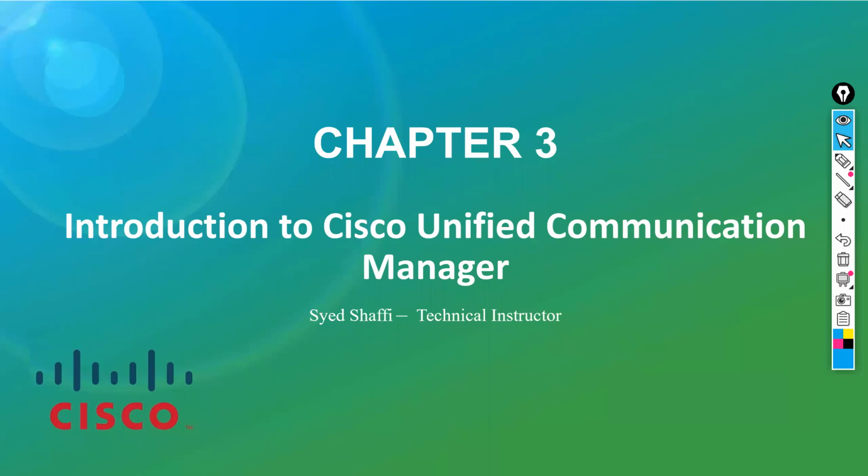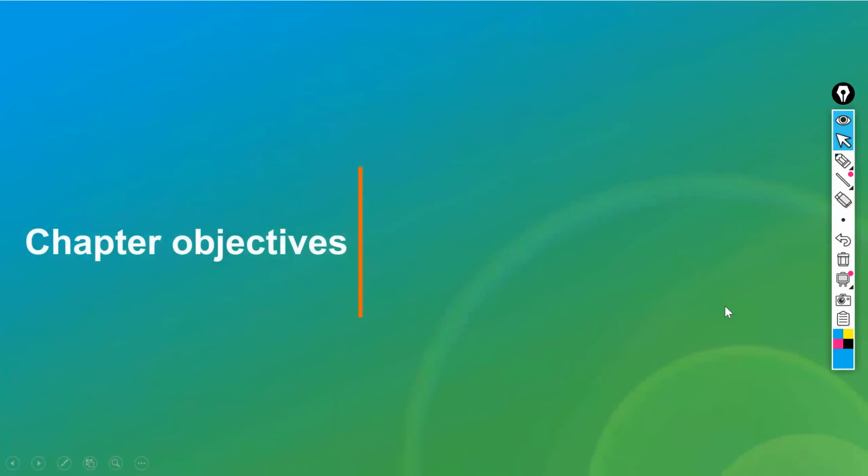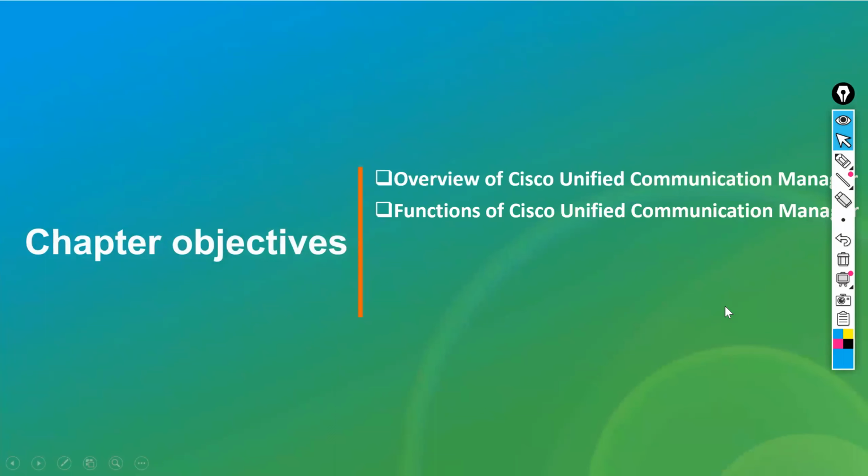Today in this class we are going to discuss CUCM, Cisco Unified Communications Manager, chapter 3. Okay, let's see what chapter objectives we have. First, it starts with the overview of the CUCM. Okay, next, the functions of CUCM.